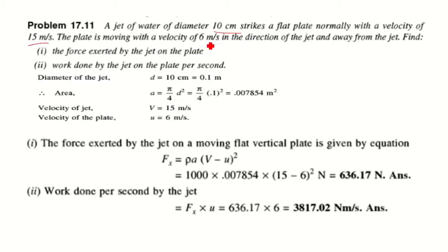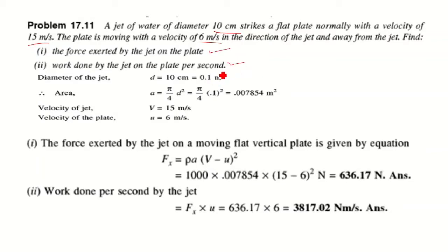The plate is moving with a velocity of 6 meter per second in the direction of the jet and away from the jet. The plate velocity is 6 meter per second, and the velocity of the jet is 15 meter per second. So we need to find the force exerted by the jet on the plate and the work done by the jet on the plate per second. So we need to find two things: one is force and another one is work.